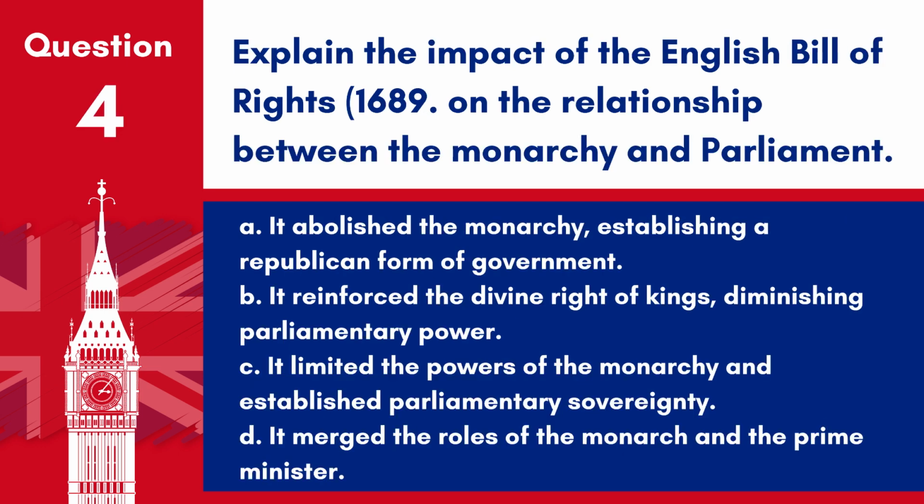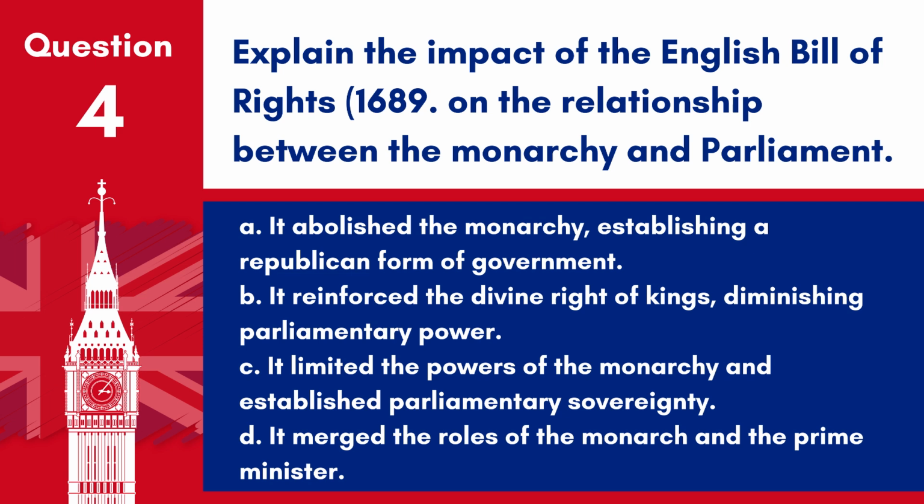Question 4. Explain the impact of the English Bill of Rights, 1689, on the relationship between the monarchy and Parliament. A. It abolished the monarchy, establishing a republican form of government. B. It reinforced the divine right of kings, diminishing parliamentary power.